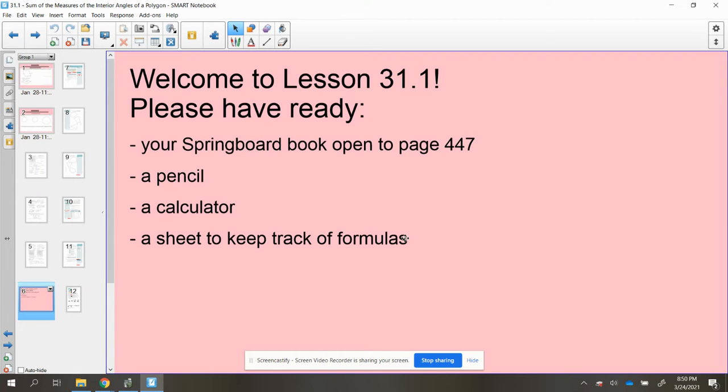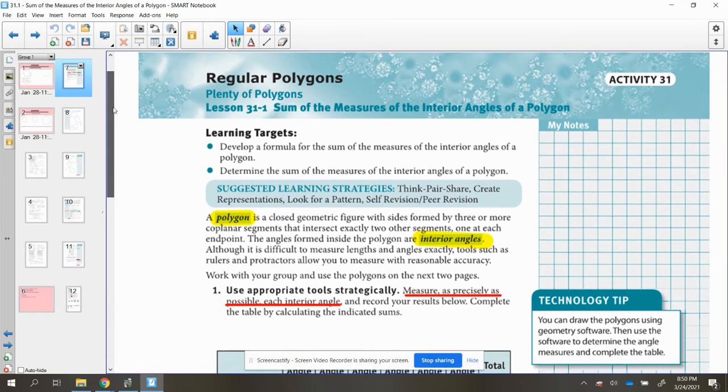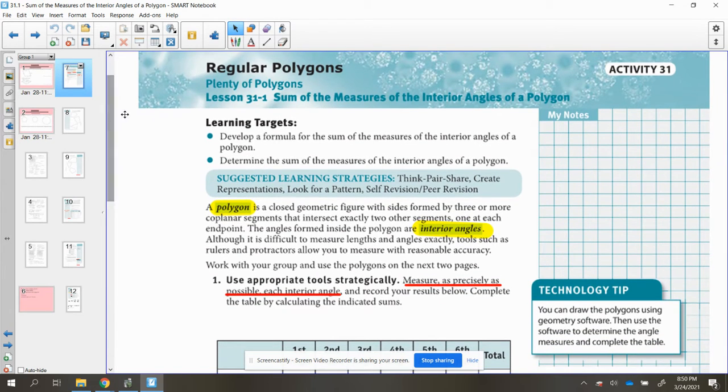Today's lesson is going to start on page 447 in your Springboard textbook. You're going to want a pencil and a calculator handy, as well as possibly a sheet to keep track of the formulas for this section. Now on page 447, we see a couple of vocab words highlighted here.